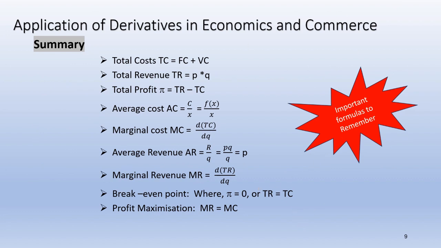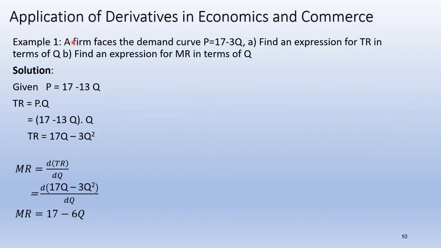Example 1. A firm faces the demand curve P is equal to 17 minus 3Q. (a) Find an expression for TR in terms of Q. (b) Find an expression for MR in terms of Q.